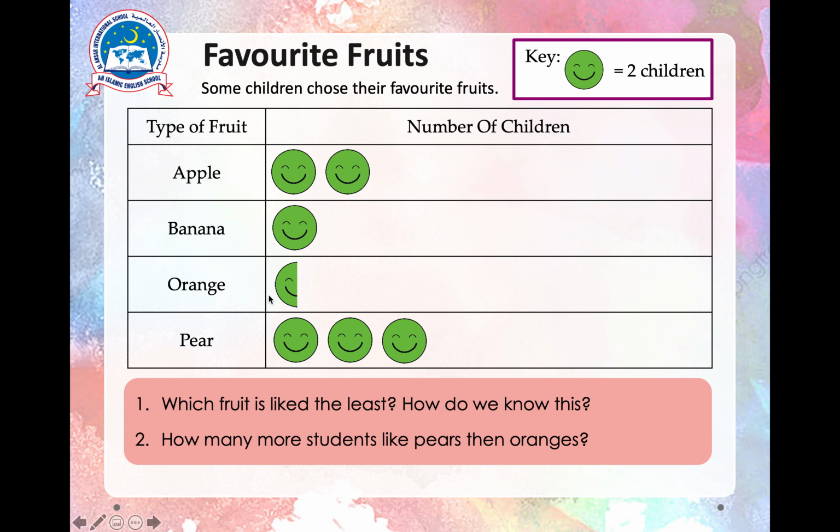Why? Because only one child likes oranges, and that is why we have half a smiley face over here. Half a smiley face is one child, because a full smiley face means two children.